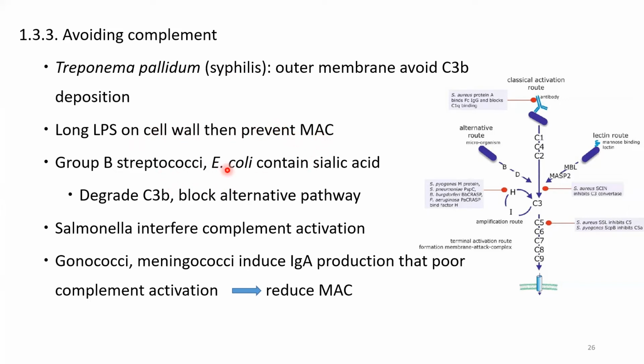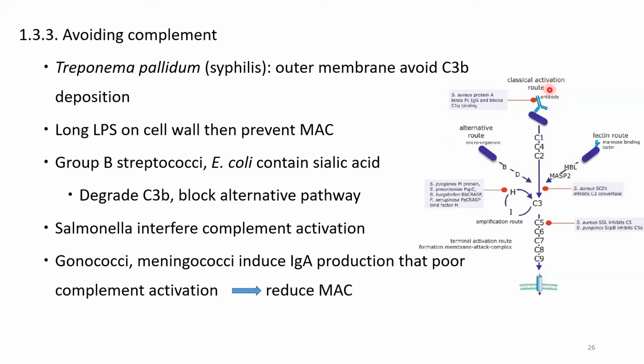And not only E. coli, streptococci group B also have sialic acid that can mimic our host cell and also degrade C3b and block the alternative pathway. And Salmonella, gonococci, and meningococci can interfere with the complement cascade. If you see in this figure, it's easier.